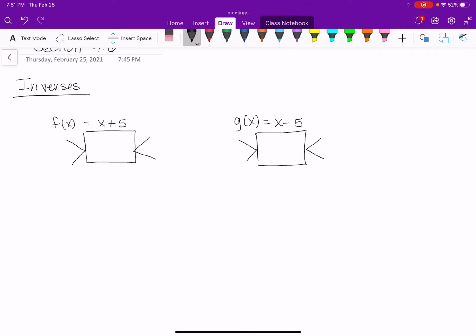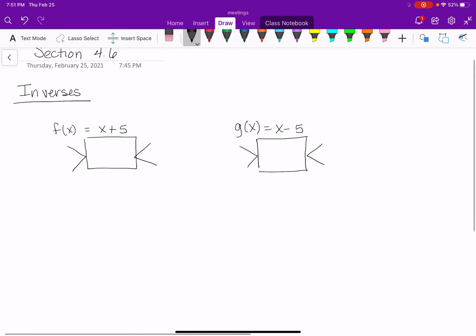Okay, so in this video, we're going to talk about inverses. I wanted to start off with just kind of explaining what inverses are. Basically, they are opposite functions. They're two functions that do the exact opposite of each other. In this particular instance, my first function f of x is x plus 5, so it adds 5 on, and my second function g of x is x minus 5.